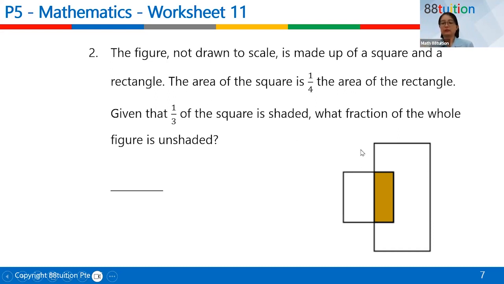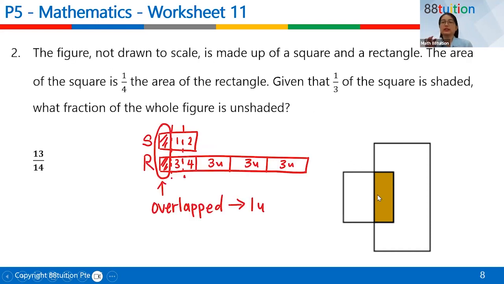Next time when you learn ratio, there's another way to solve it. But for now, what I suggest is you draw the model. This solution is a bit different from the one you see when you get it wrong in the worksheet, but I think this way is easier to understand.